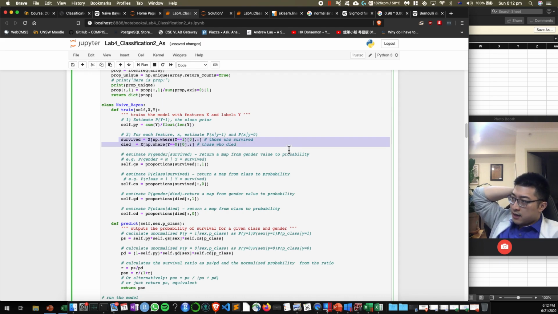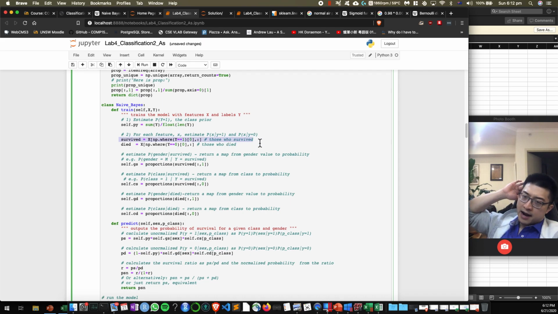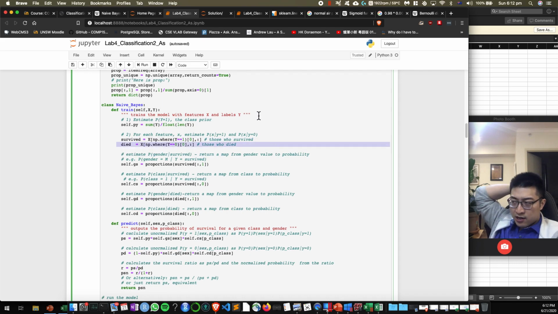Now, the next thing we need to do is subset up the design matrix into those who survived and those who died. So basically, you cut up your input data set into those who survived and those who didn't survive. That way you can look at the empirical frequencies, given they survived and given they died, of the probability of seeing certain features.